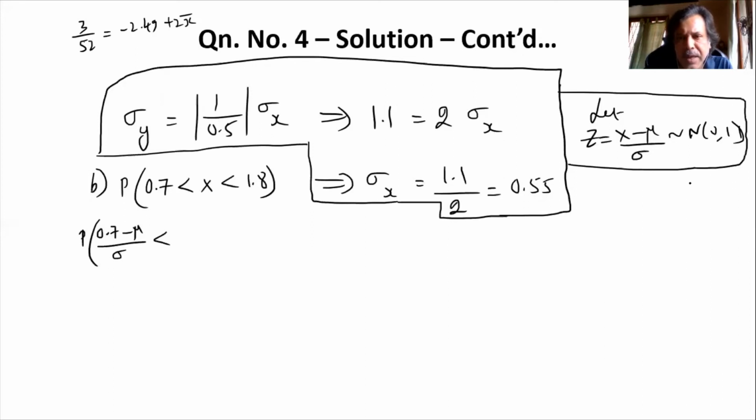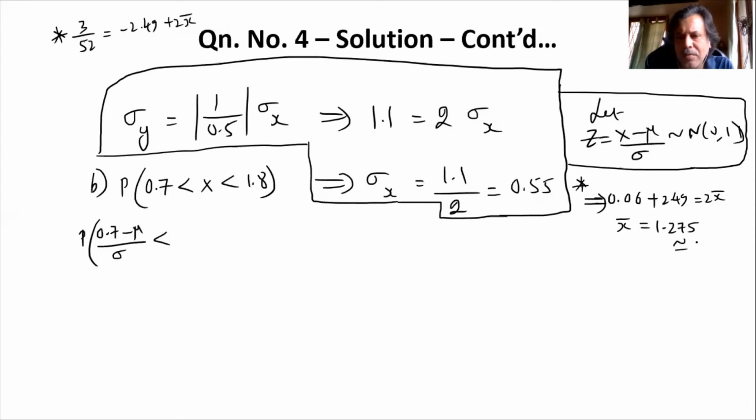Let us keep this aside because we need x bar also. That is the reason I'm doing it now. Let me just put a star here. What is this? 3 by 52. 3 by 52 is 0.06, and then bring this negative 2.49 to the left side. It will become positive 2.49 equal to 2 times x bar. If you add these two, 0.06 plus 2.49, and then divide by 2, we have x bar will be 1.275.